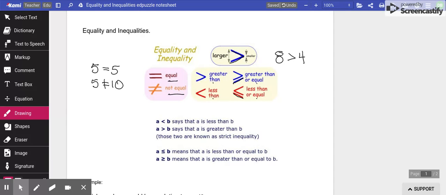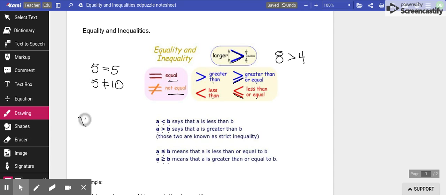When we're reading inequalities, if we look right here, A is less than B. This would read A is greater than B. A is less than or equal to B. And A is greater than or equal to B.